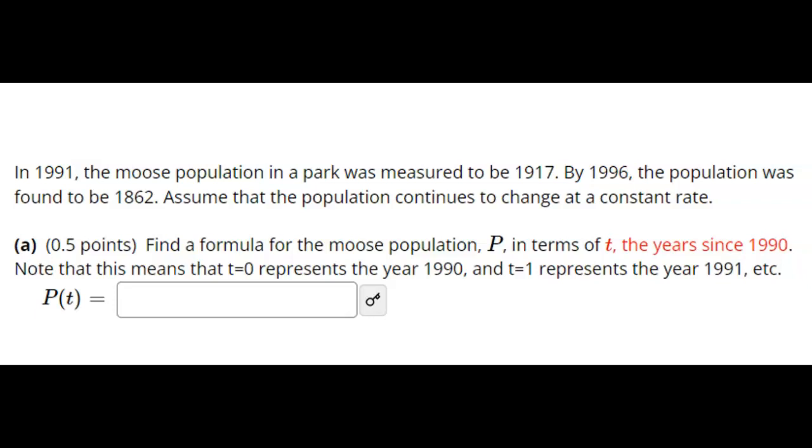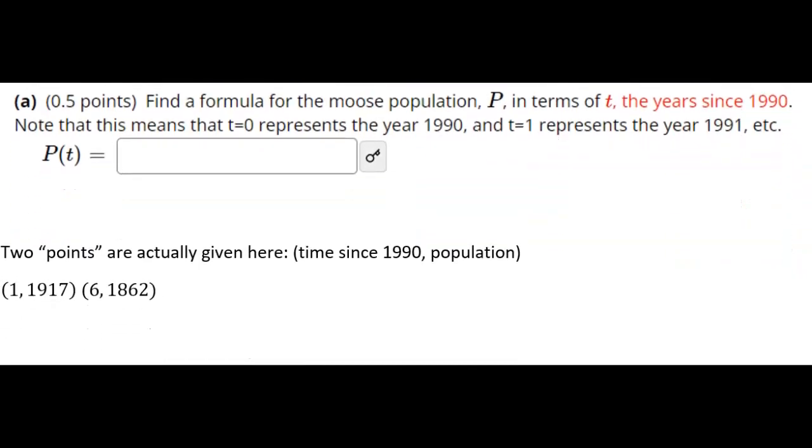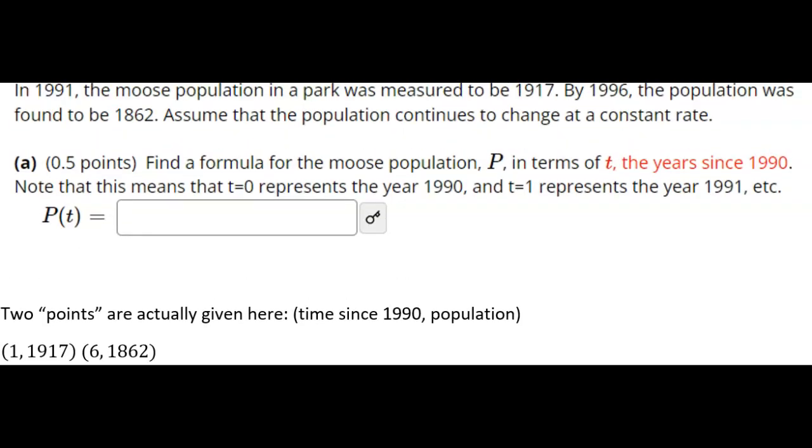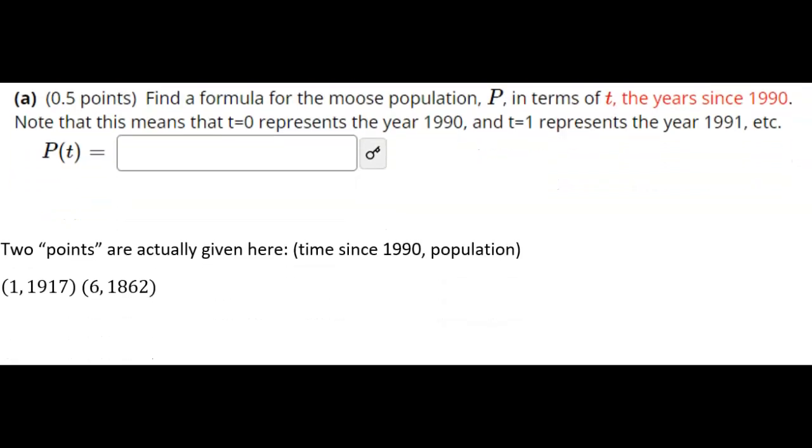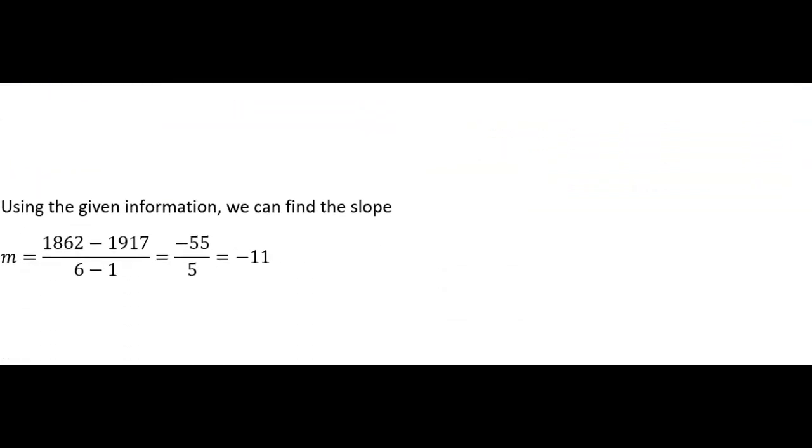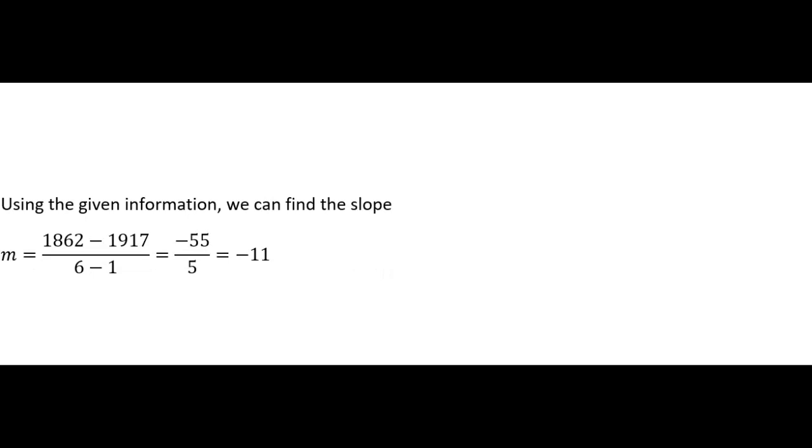Now we know from past math courses that a constant rate of change gives us a linear function, and we're technically given 2 points here, where the input value is time since 1990 and the output value is population. So the 2 points given from the problem are (1, 1917) and (6, 1862). We can then use those 2 points to find the slope of the line that we're looking for using the slope formula.